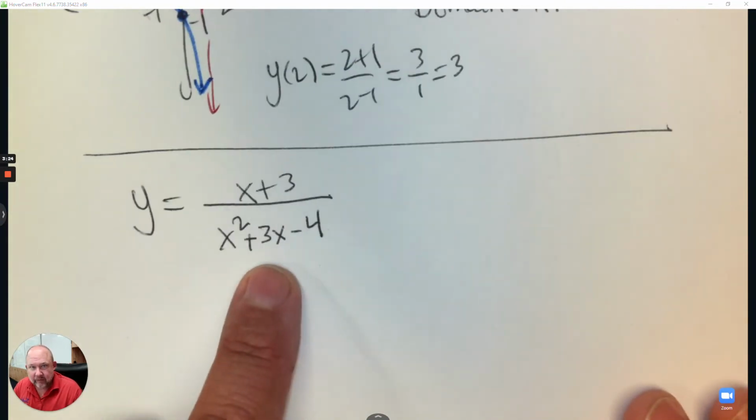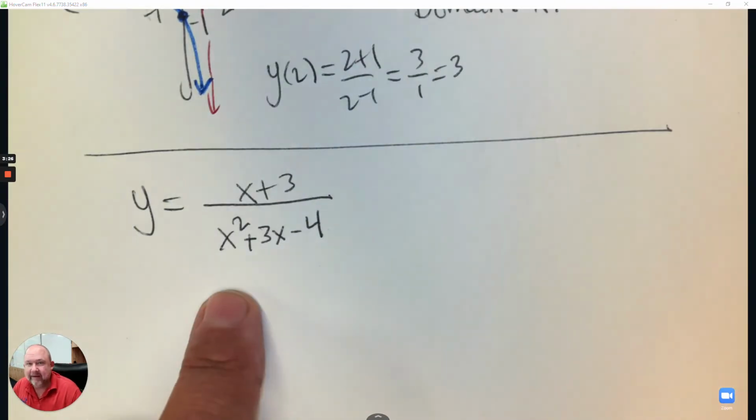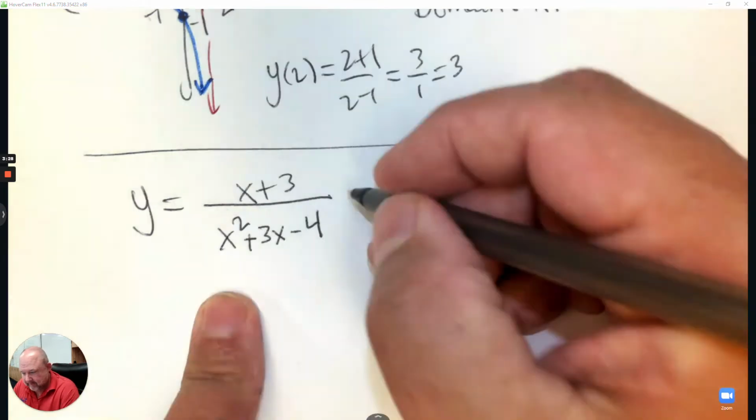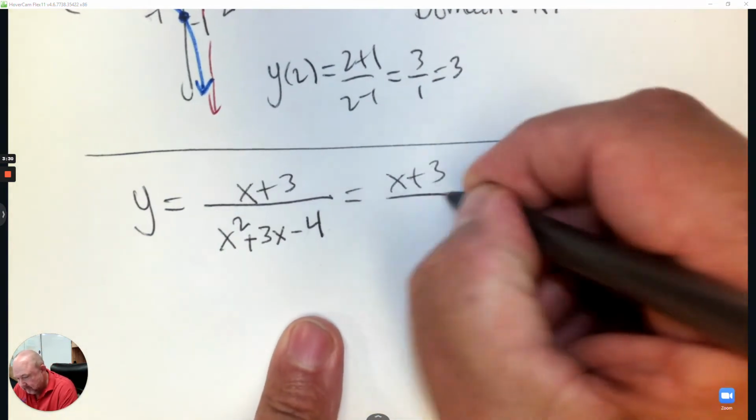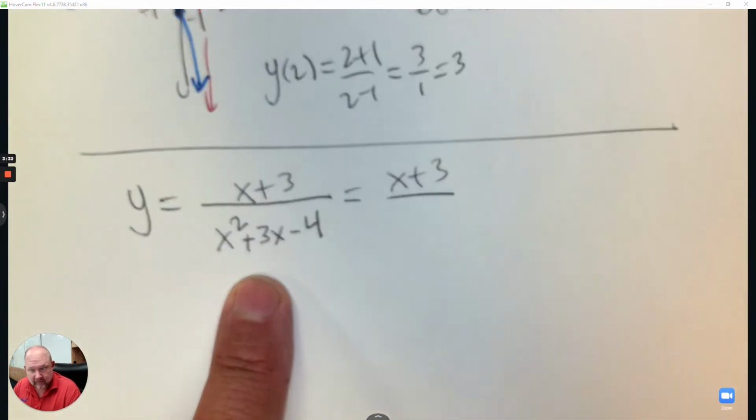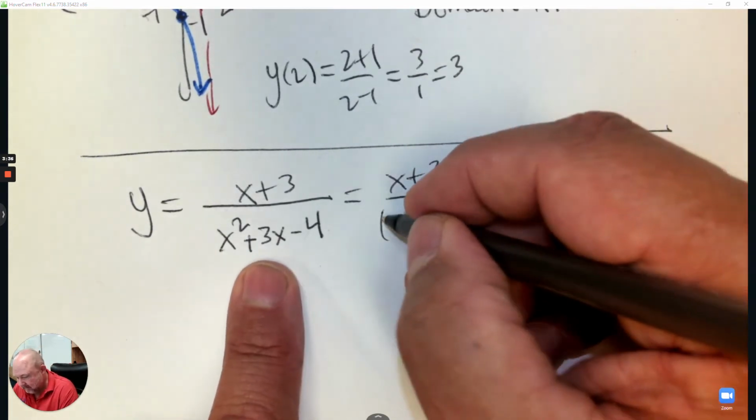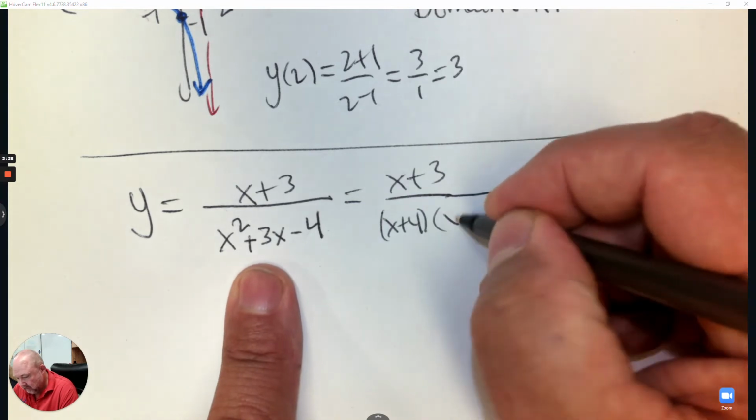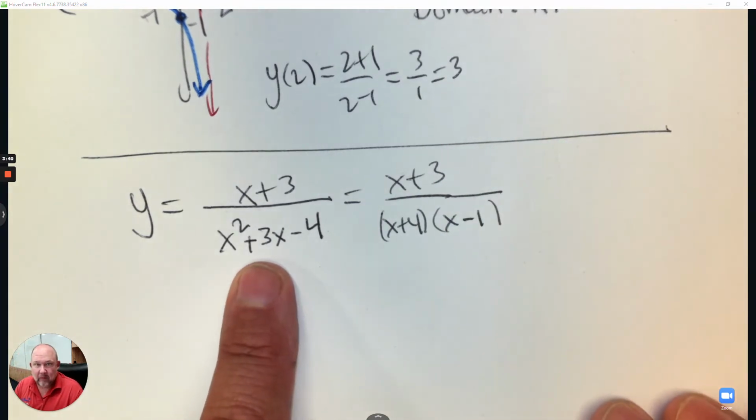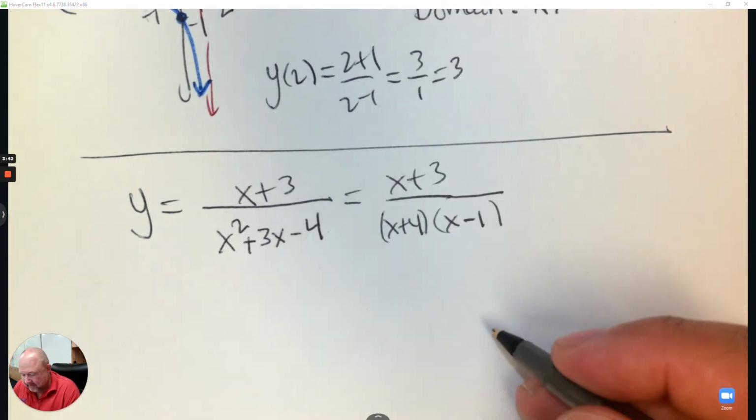So let's graph this one. First step here, so write it down. Step 1, the numerator is not factorable, but the denominator is. So I need to know how to factor the denominator. So two numbers that multiply to 4 and subtract to 3. So it's +4 and -1. Nothing divides out, there's no hole.